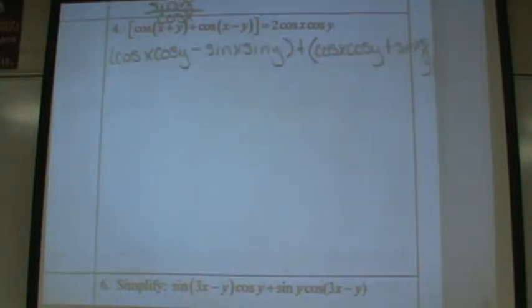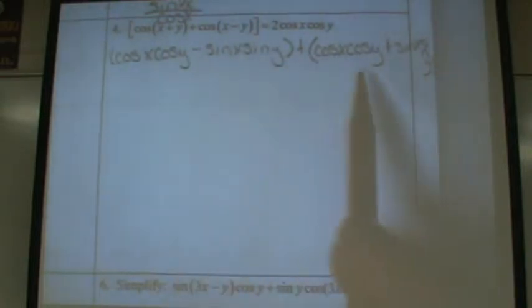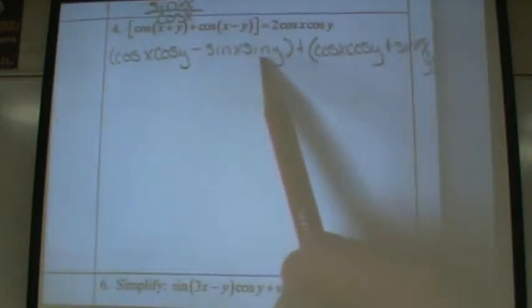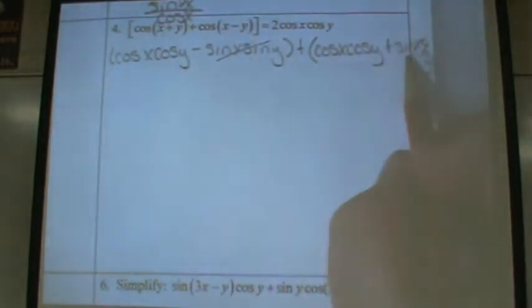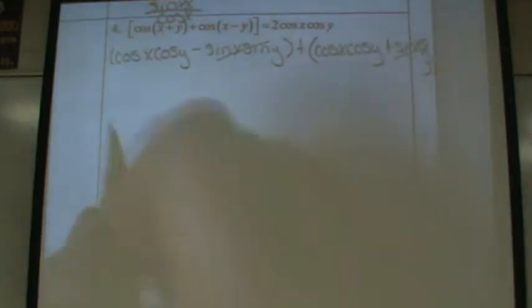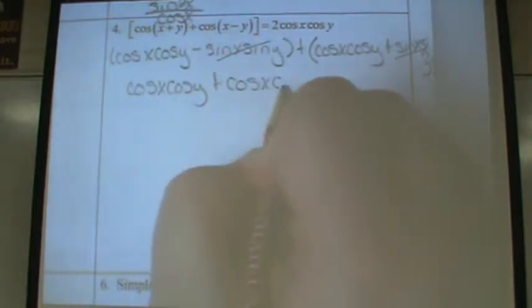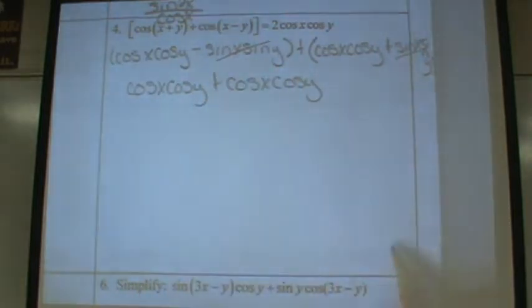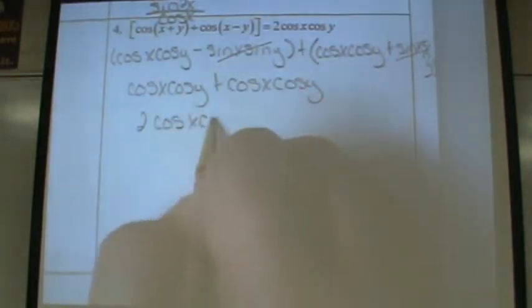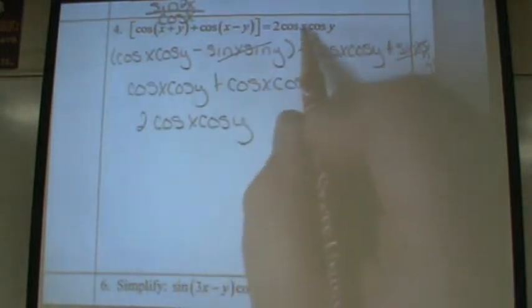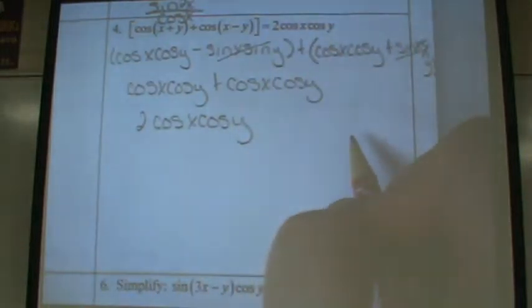And sorry about that, I ran out of room. So if we look at each of these terms, we have a negative sine x sine y and we have a positive sine x sine y. So we can actually cancel those out. And we're left with cosine x times cosine y plus cosine x cosine y. When we add those two together, we get 2 cosine x cosine y, which is what we were trying to prove we could get.